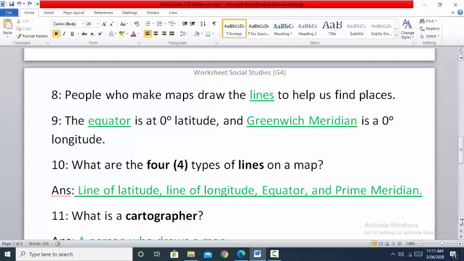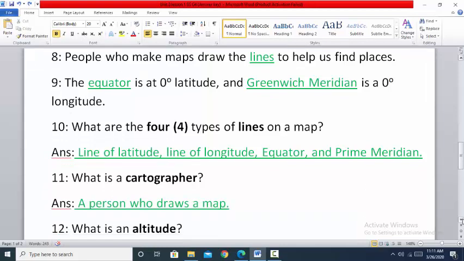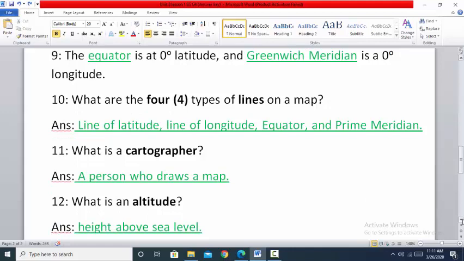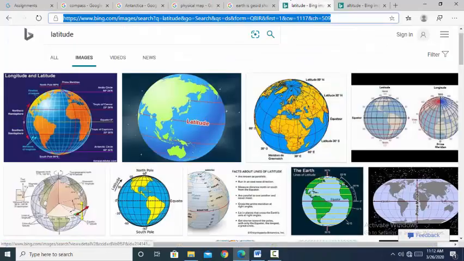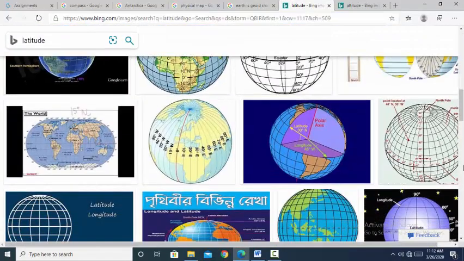What are the 4 types of lines on the map? We have 4 types of lines on maps. The first one is line of latitude, line of longitude, equator, and prime meridian. Again, there are 4 types of lines on the map. So how many types of lines are on the map? 4. What are they? They are line of latitude, line of longitude, equator, and the prime meridian. If we check here, we can see the line of latitude. This is the line of latitude.